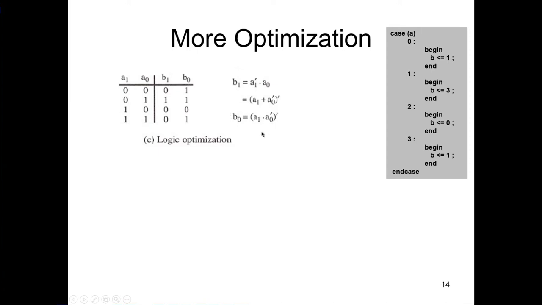So that's a solution, because the only time B0 is going to be 0 is when A1 ended with A0 prime is 0, or 1 rather. Let me plug this in. I think I have this. Okay, hang on. Where am I?